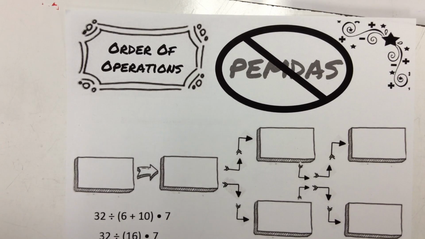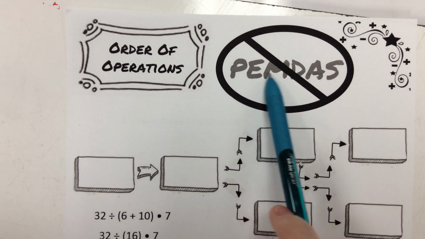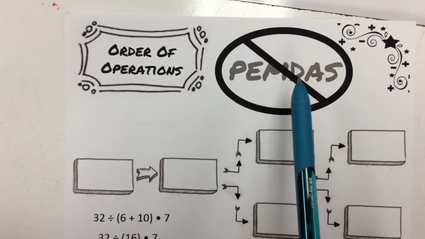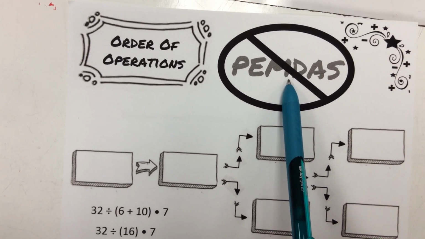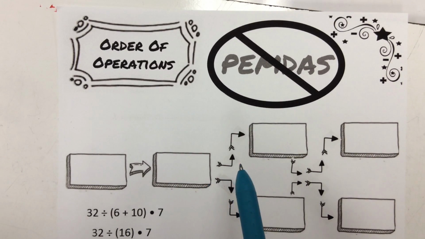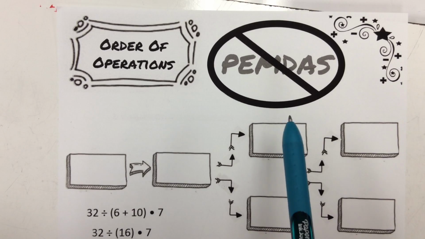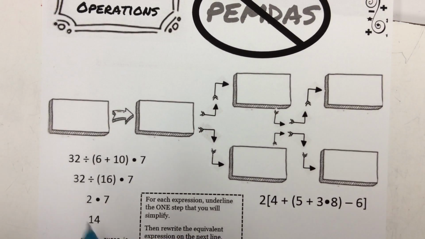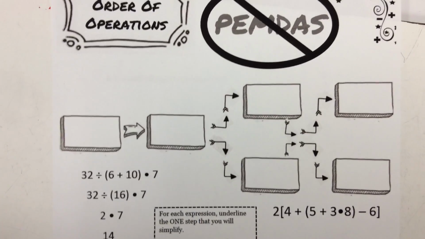And the very first thing that I want to point out is that we do not use this word, okay? And I'm going to explain in just a second why. I make a big deal about it every year and say that word is off limits. I'm going to go through a little bit more of that in a minute, but before we do, let's fill out some of our flowchart for order of operations.